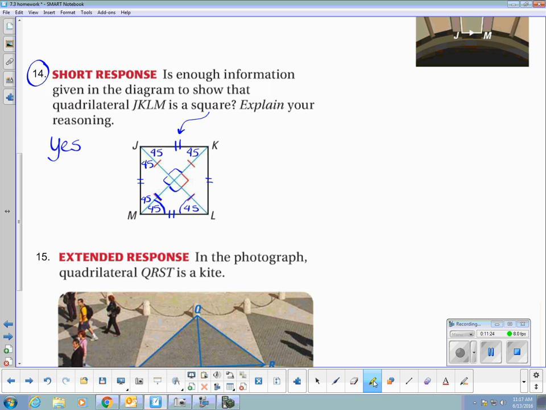We also know one of the properties of a square is that the diagonals form right angles. So we see the right angles here. The diagonals form right angles. And then another property of squares is that the diagonals are congruent to one another.